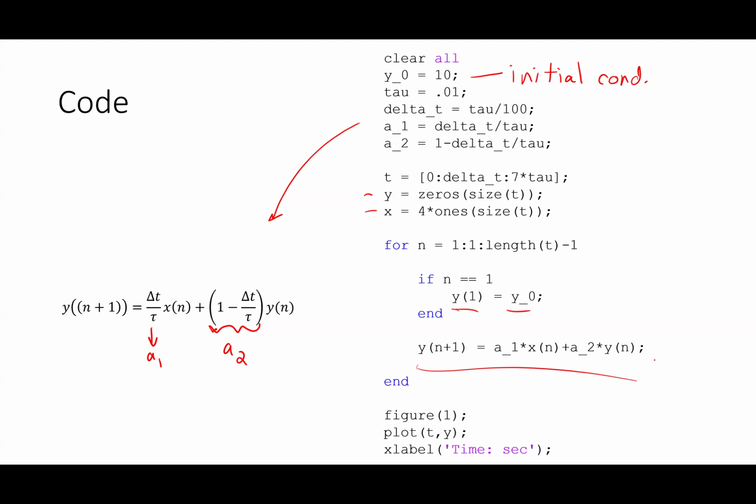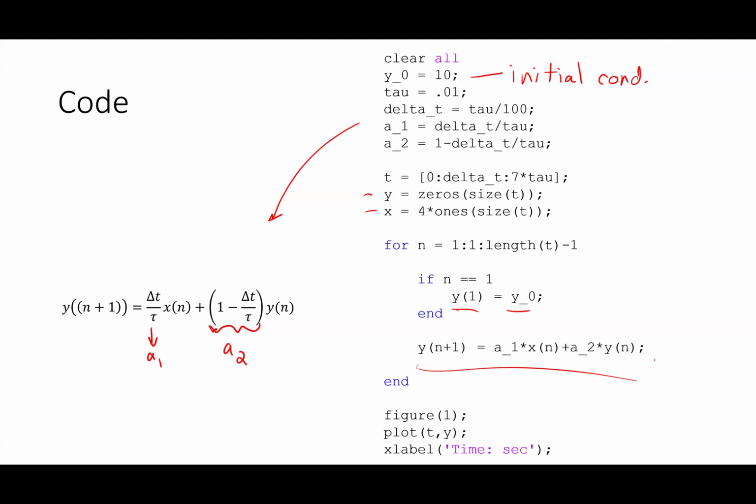What happens the second time I come through? The second time, n equals 2. Do I go into this if statement? No. I go to here, and I solve for y of what? 3. Next time, n equals 3. I don't go into here. I solve for y of 4.